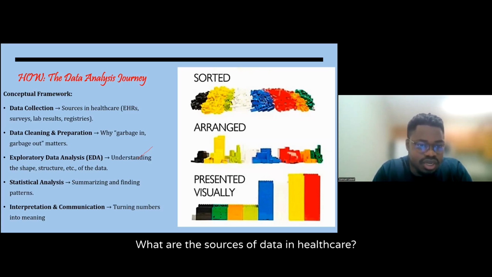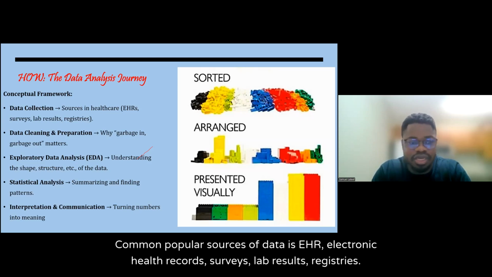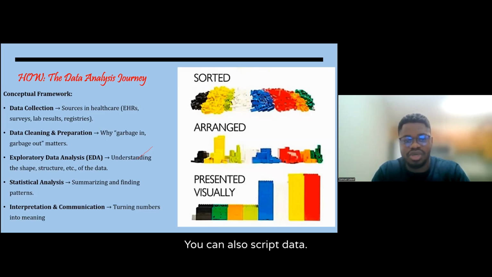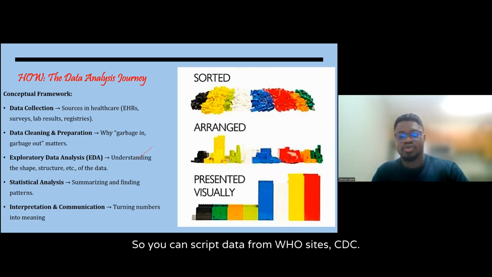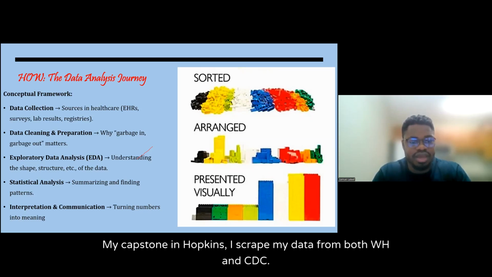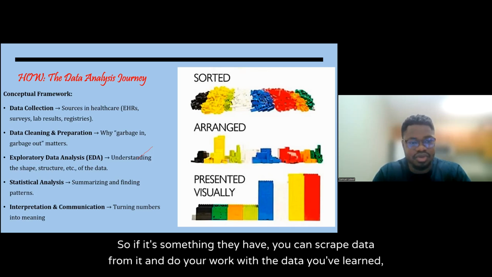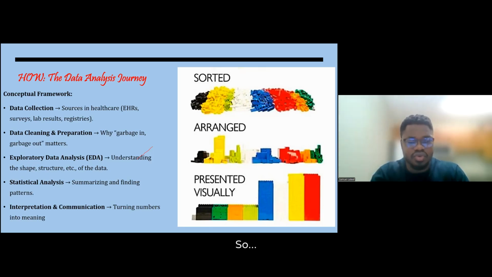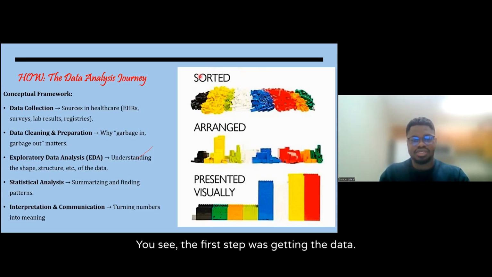What are the sources of data in healthcare? Common popular sources of data are EHR, electronic health records, surveys, lab results, registries. You can also scrape data. You can scrape data from WHO sites, CDC, anywhere. For my capstone at Hopkins, I scraped my data from both WHO and CDC. So if it's something they have, you can scrape data from it and do your work with the data you glean, right? So you see, the first step was getting the data.